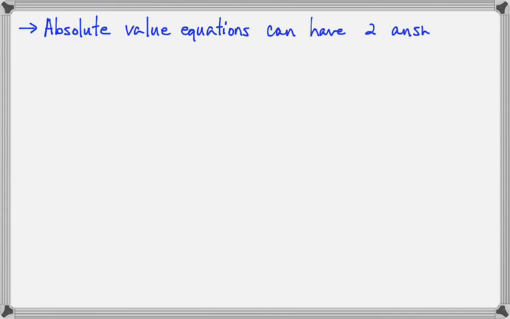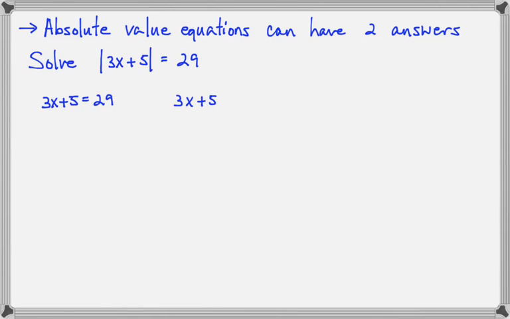So absolute value equations can have two answers. And we're going to now try to solve one that's a little more complicated. Absolute value of 3x plus 5 equals 29. Now, what this is saying is that what's inside the bars, once you turn it positive, equals 29. And that means that what's inside the bars could either add up to positive 29 or negative 29. So we will write two equations. And we will solve them both.